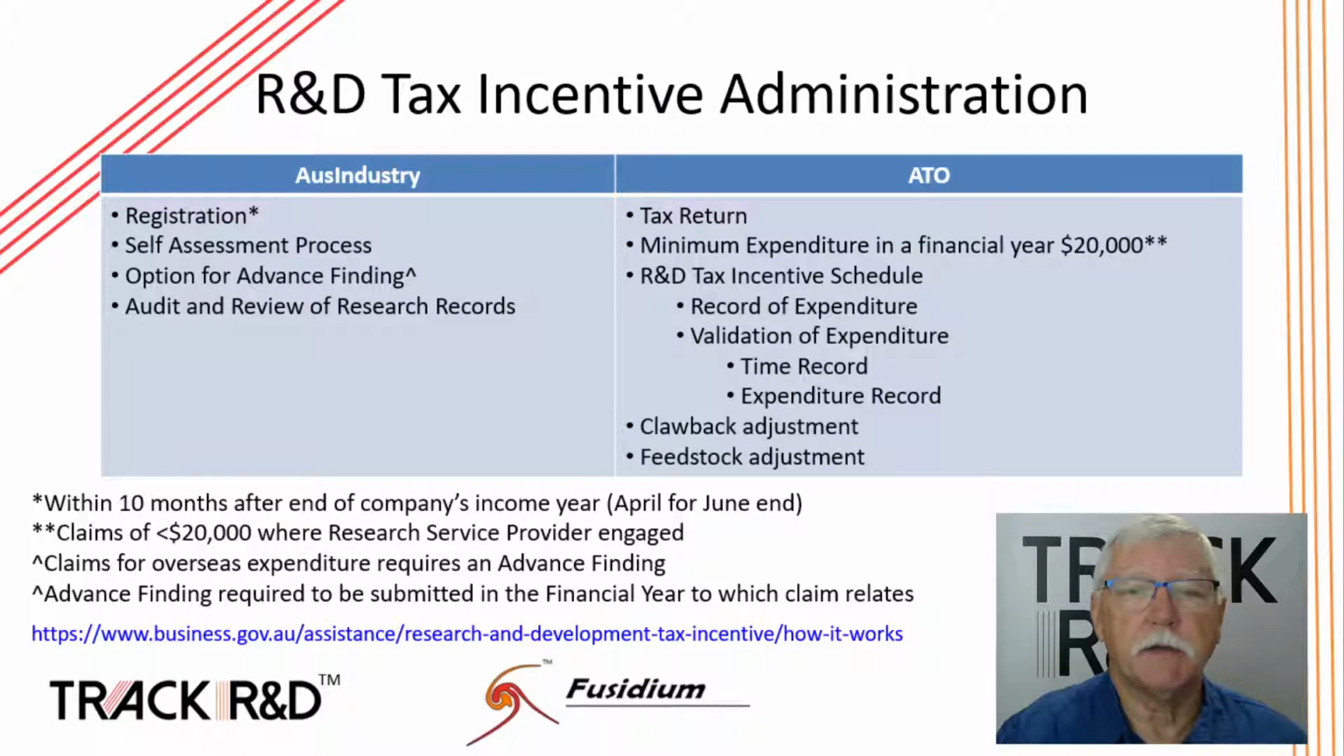Just a notation, if your expenditure is less than $20,000 in a single income year, then you are not eligible to claim that R&D expenditure, except if those funds were expensed with a research service provider registered with the department. In that situation, you can claim smaller amounts of the R&D tax incentive. Industry maintains a list of registered research service providers that you can consult.